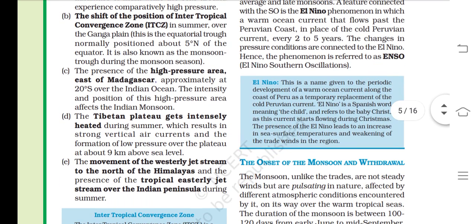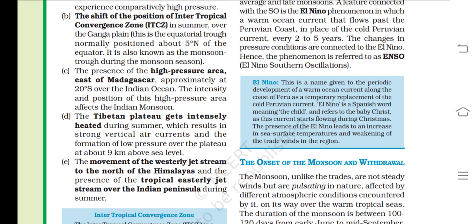Now you can see the definition of El Nino. This is the name given to the periodic development of a warm ocean current along the coast of Peru as a temporary replacement of the cold Peruvian current. So in replacement of the cold Peruvian current, we have a warm current. El Nino is a Spanish word meaning the child and refers to baby Christ, as this current starts flowing during Christmas. It is known as baby Christ also because it flows during the time of Christmas.